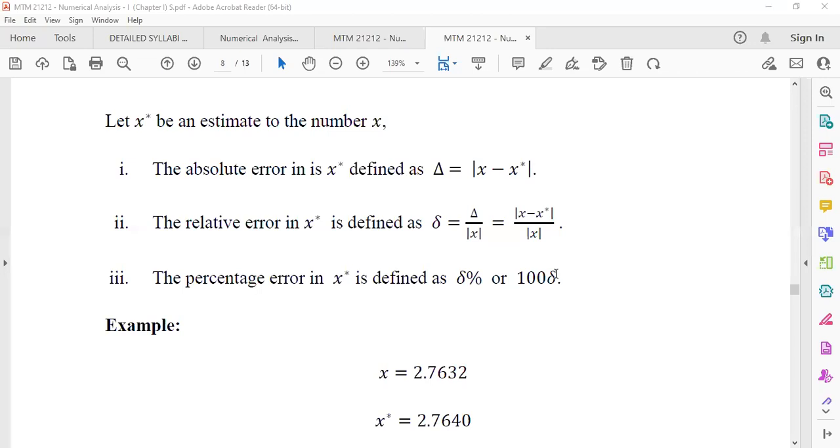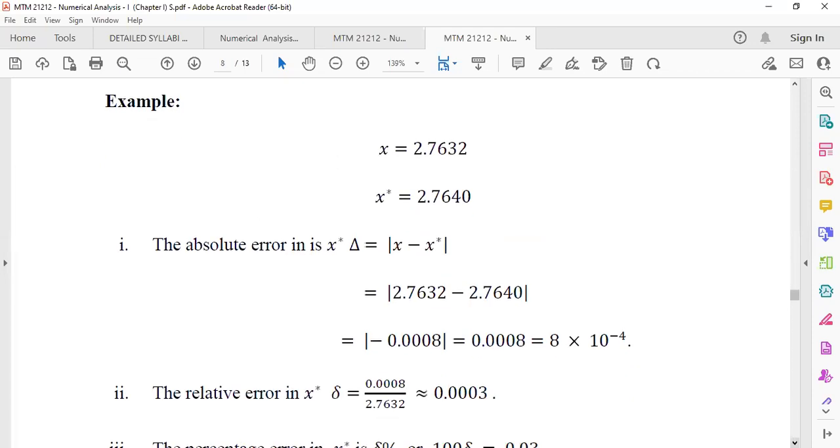Okay, that's it. Let's see the answers. So x equals 2.7632. These two seem a little bit close, even the third digit after the decimal is the only one changing. But see how much difference it makes in the entire procedure. So that's the idea of error measurement.